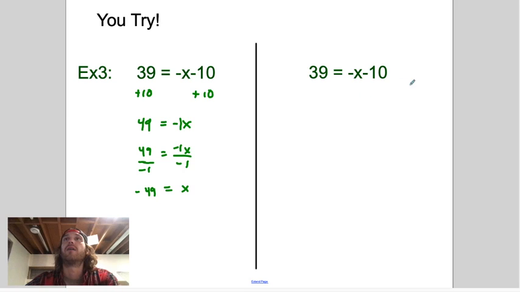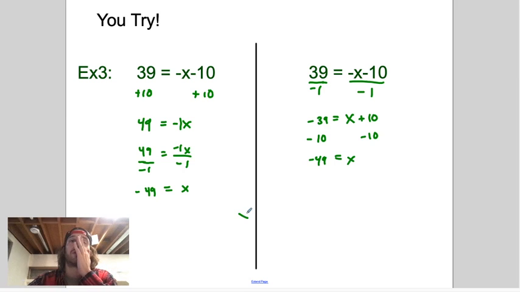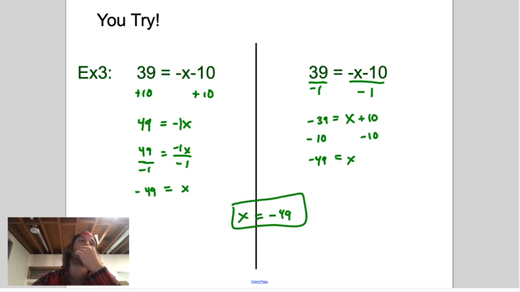Super. Okay, over here, what if I did this in reverse? What if I multiplied by negative 1 first, or divided? Let's divide by negative 1, because that's what we did before. Doesn't actually matter. You'll get the same numbers. Divide by negative 1. Negative 39 divided by negative 1 is negative 39. Negative 1 divided by negative 1 is 1x, and negative 10 divided by negative 1 is plus 10. Subtracting 10 from each side, you'll get negative 49 equals x, and both of those can be rewritten as x equals negative 49. Super.